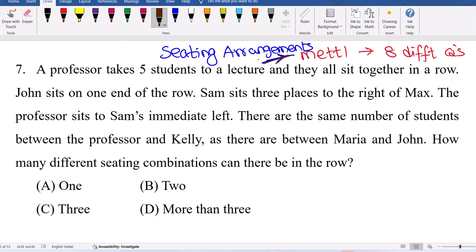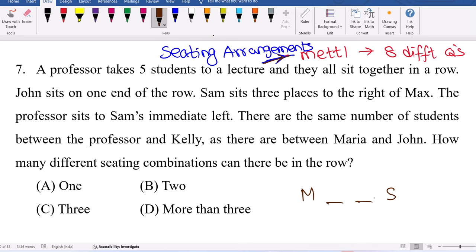A professor takes 5 students to a lecture and they all sit together in a row. John sits at one end of the row. Is it the right end or the left end? We have to see. Sam sits 3 places to the right of Max. Max, first place, second place, third place. 3 places to the right of Max means the third place only. The professor sits to Sam's immediate left.